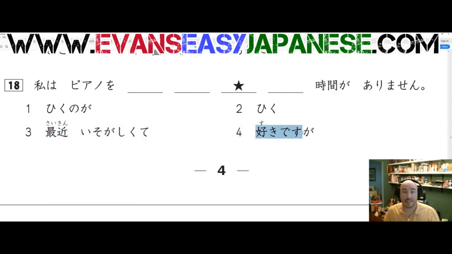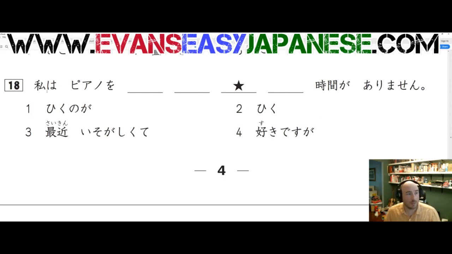And then we have suki desu ga, and this ga is not the subject ga. This is the butt ga, Lady Gaga's butt. So this is the butt particle, except or though, something like that. B-U-T, not B-U-T-T. This is Lady Gaga's B-U-T.